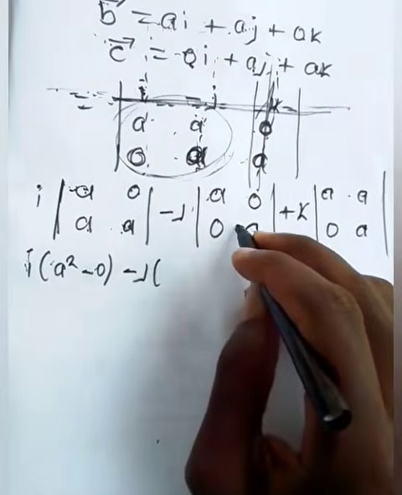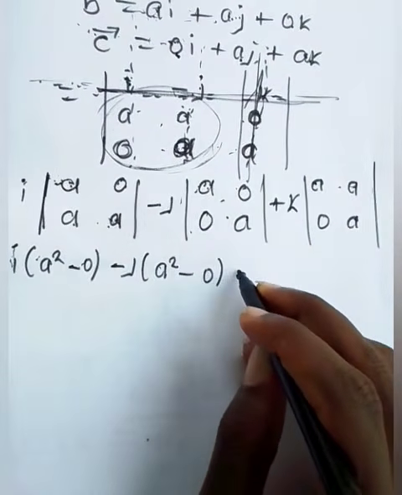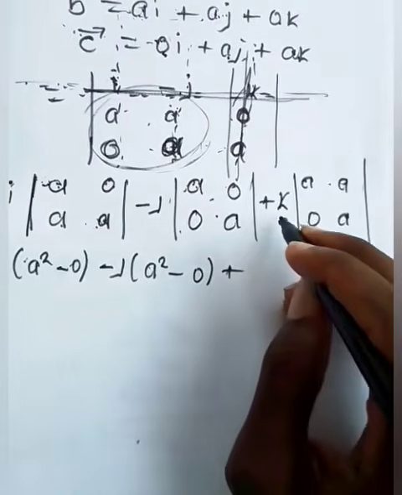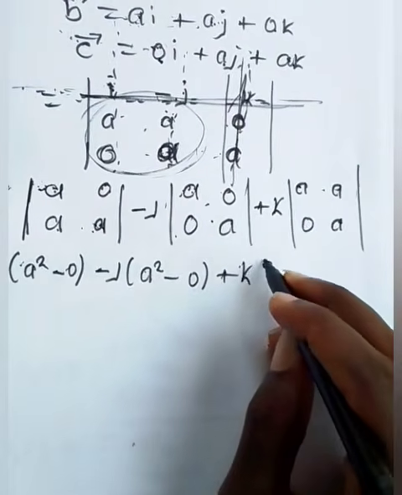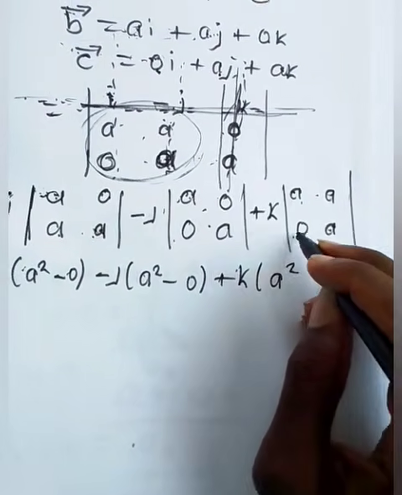A times 8 will be A power 2 minus 0 times 0 to be 0. We come to K. A times 8 will be A power 2. 0 times 8 will be minus 0.